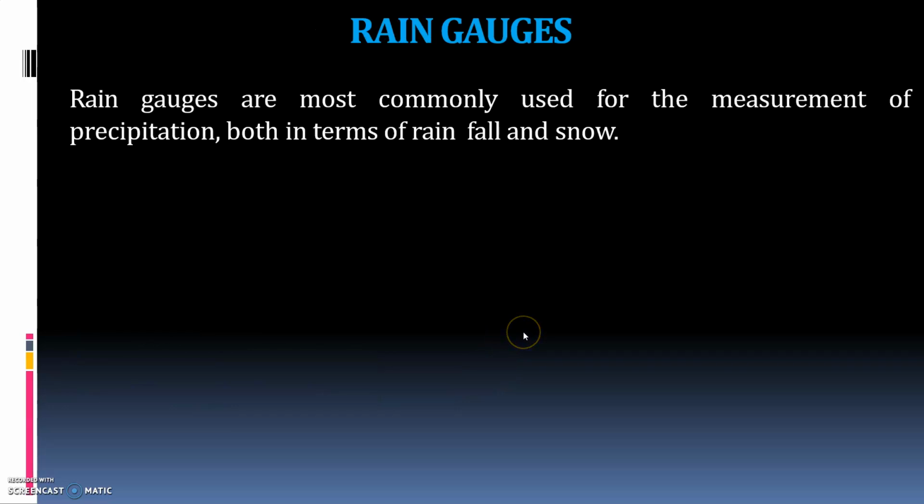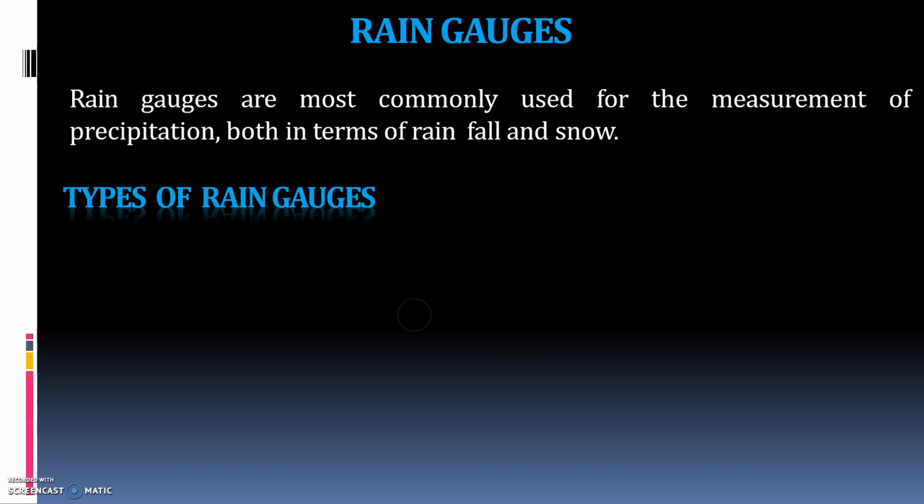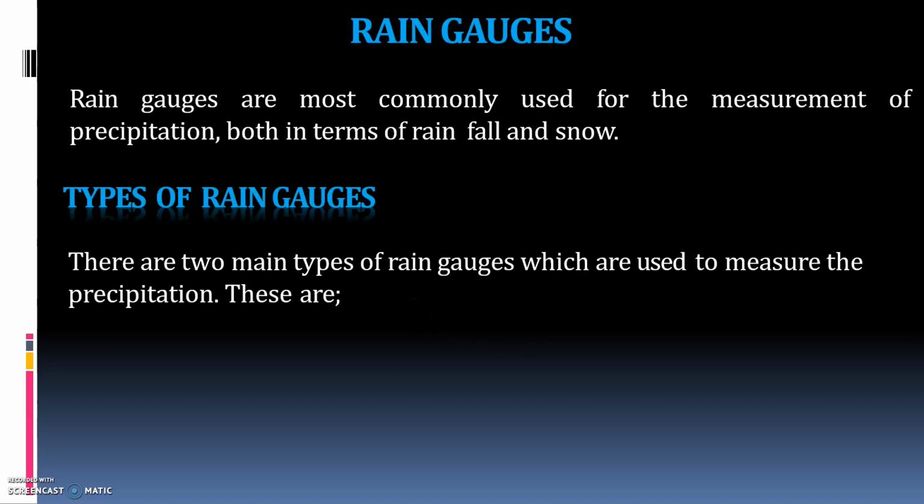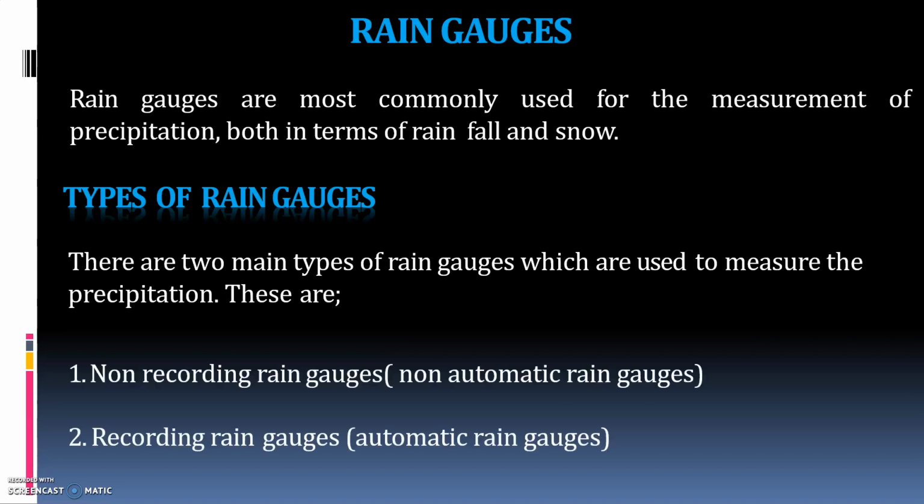Let us see first rain gauges. Rain gauges are most commonly used for the measurement of precipitation, both in terms of rainfall and snow. Types of rain gauges. There are two main types of rain gauges which are used to measure the precipitation. These are non-recording rain gauges, also called non-automatic rain gauges. The second one is the recording rain gauges, that is automatic rain gauges.